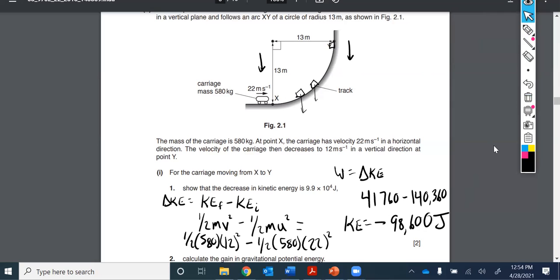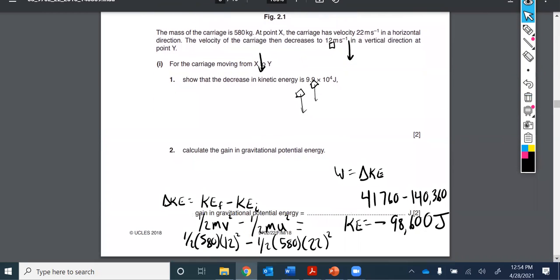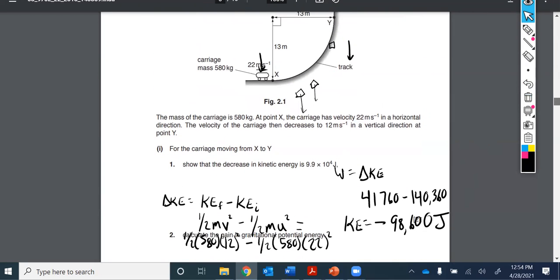So 98,600 or negative 98,600. When we check the mark scheme, we might find that they've rounded that up to 99,000, and they probably don't have the negative sign, but we'll look at that before the end of this. All right, so that's the change in kinetic energy. Now we want to calculate the gain in gravitational potential energy.